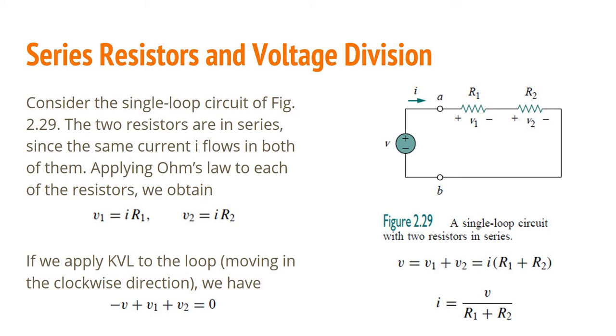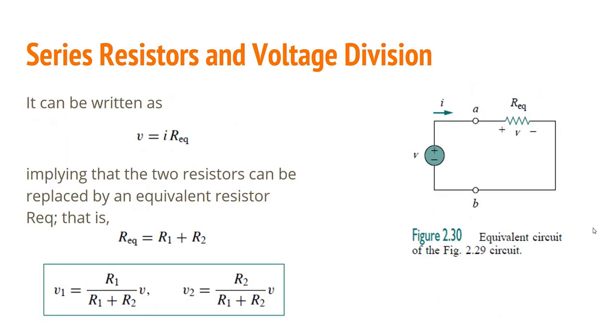Therefore, current is just equal to voltage V, which is the source, divided by R1 plus R2. So that would be the equation for the current in the given circuit in figure 2.29, a single loop circuit with two resistors in series. It can be written as voltage equal to current times equivalent resistance.